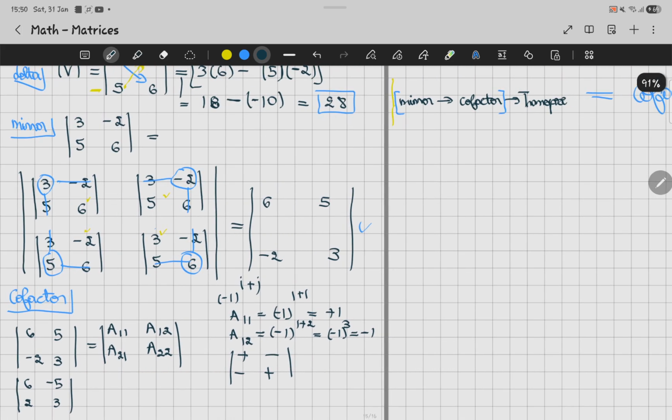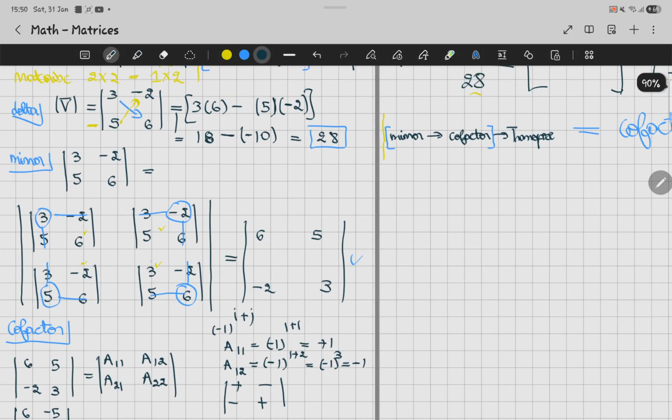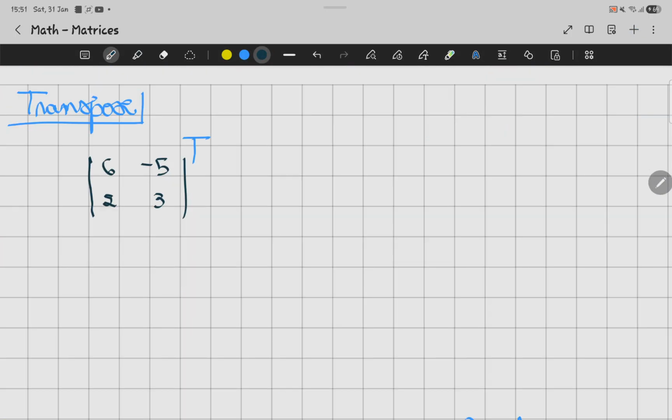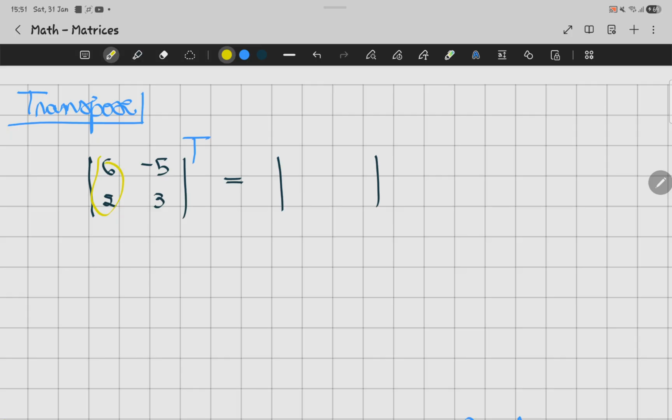Now we need to find the transpose of this cofactor. In order to get the transpose of this matrix, we need to change the rows into columns. That's what we do when we see transpose. So we're going to move this one, so it's going to be something like this: 6, 2, and then this one is going to be -5 and 3. That's what we're going to get as our transpose.